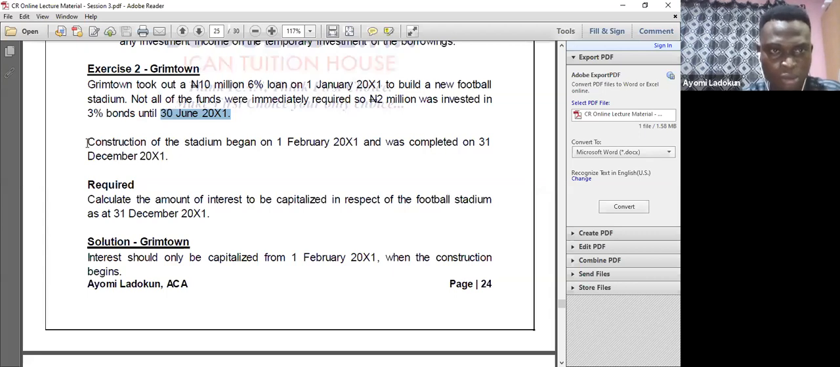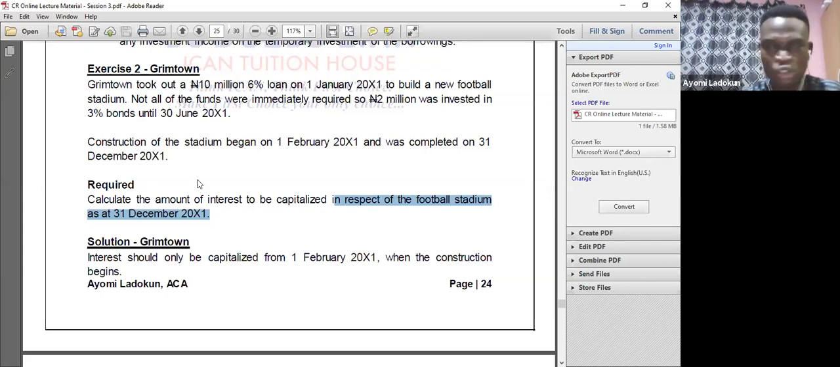Okay. Now, construction of the stadium began 1st February. Now, look at the trick. I borrowed money 1st January. Construction started 1st February and was completed in December. Now, calculate the amount of interest to be capitalized. In fact, this one is even straightforward. They already say to be capitalized, so you know already, even if you are not sure whether you are testing IAS 23 here, right? Because sometimes it might look like financial instruments. Okay, so in respect of the football stadium at 31st December 20X1.